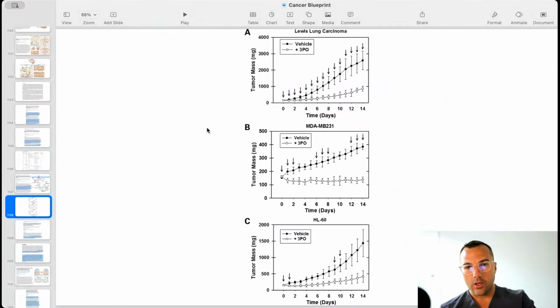And so just looking at some of these graphics that were part of the paper, we see here that the tumor mass, when given 3PO, is much lower at day 14 than if you were not giving anything to just allow this lung cancer model to grow, right? We're seeing about a more than threefold decrease at 14 days with this 3PO by itself.